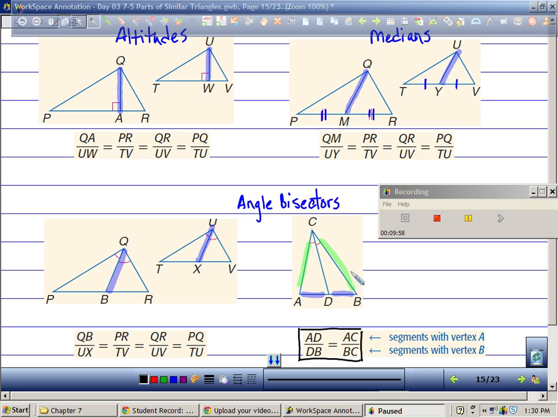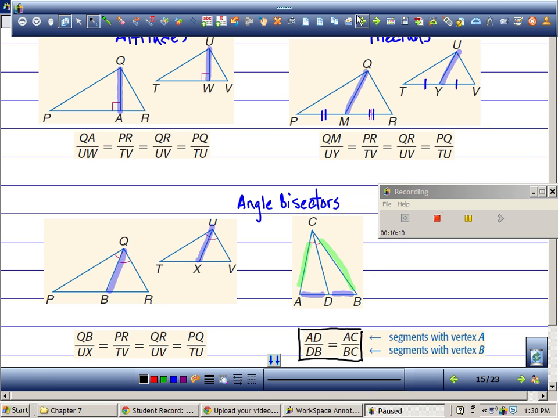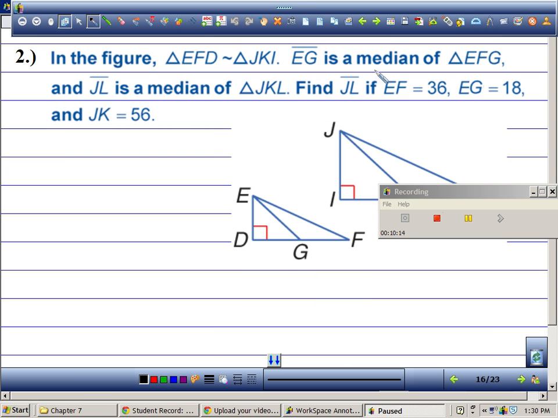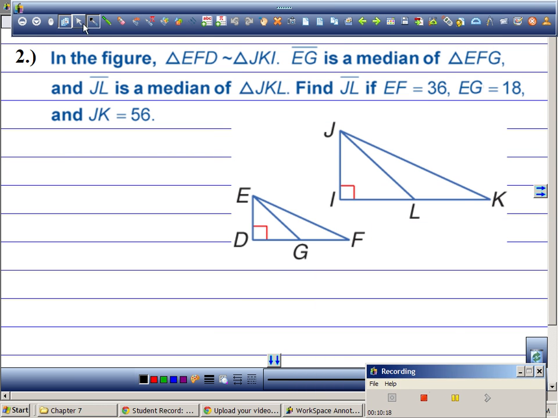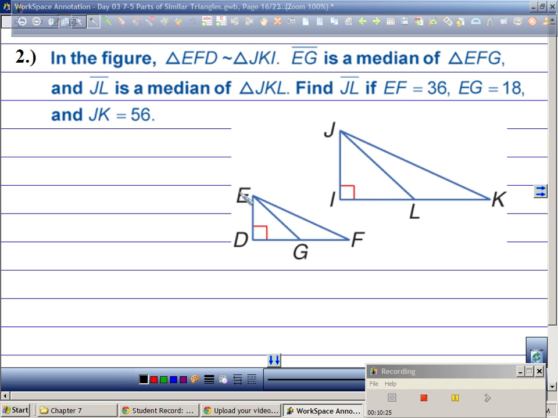Okay, I have 3 minutes, guys. All this will be on School Loop. So you don't need to write all this down, but you do need these two right here. Draw these two triangles. I'm going to label them for you right now. EF is 36. EG is 18. JK is 56. And it's asking us for this one.